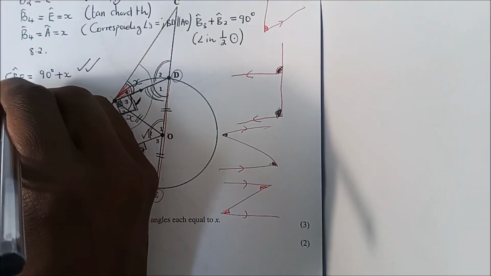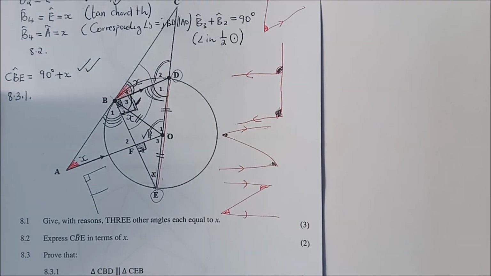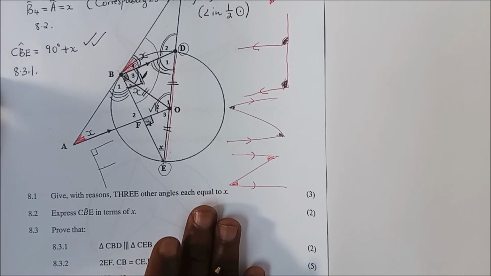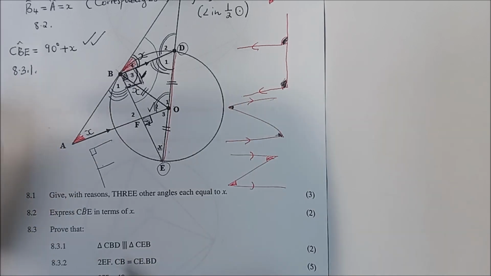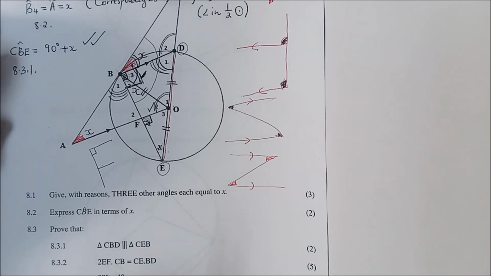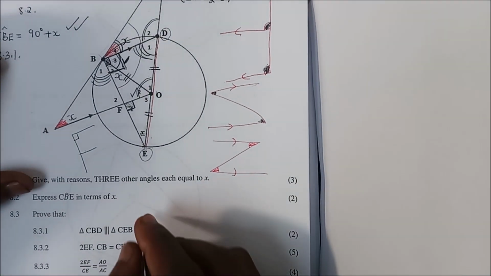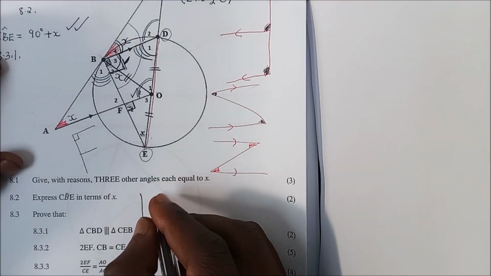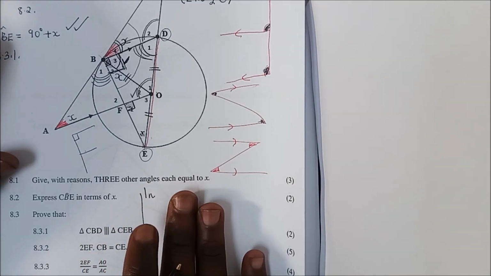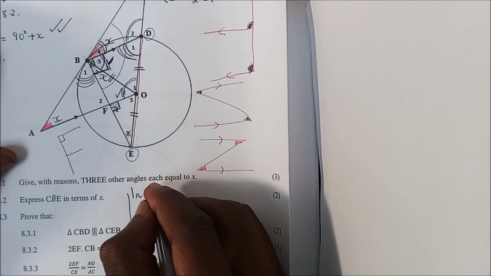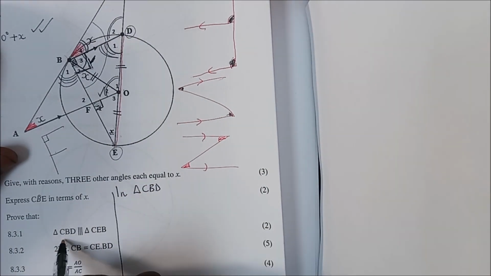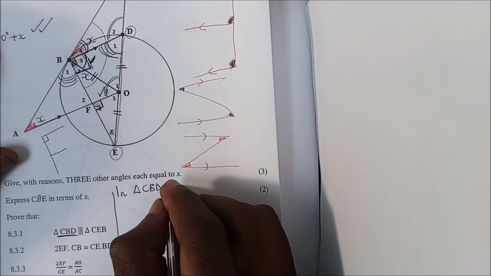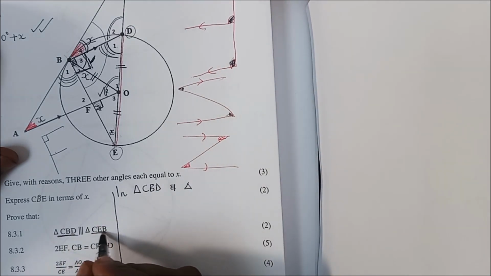So now 8.3.1. So 8.3.1 says prove that triangle CBD is similar to triangle CEB. So now to prove similar triangles, this is the idea. Let me put it here. The first thing that you do, you introduce your triangles. So we will say in triangle CBD. We're not calculating CBD, we just take it from the question. So it's triangle CBE and triangle CEB.